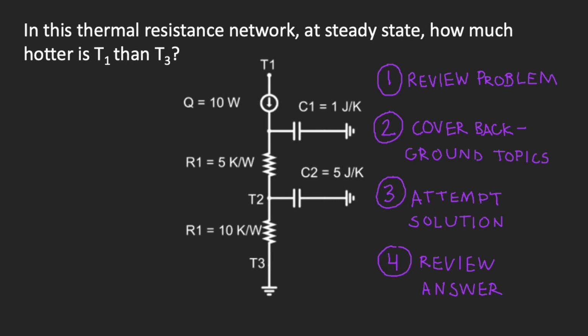In today's problem, we are going to look at a thermal resistance network in steady state and find out how much hotter temperature 1 is versus temperature 3. Here you can see the thermal resistance network in the problem. There's a power source of 10 watts. Think of watts like a speed limit for vehicles, maybe a Tesla Model 3, except it's the rate at which electrons are traveling through a circuit. In this case, 10 joules flow through the circuit per second. As you can see in the diagram, the problem also deals with capacitors, resistors, and temperatures. Now that we have an overview of the problem, let's move on to step 2, covering the background topics.